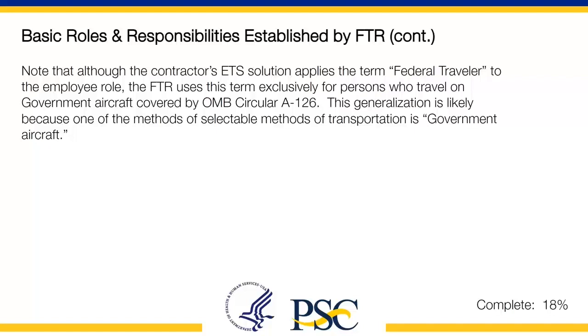Note that although the contractor's ETS solution applies the term federal traveler to the employee role, the FTR uses this term exclusively for persons who travel on government aircraft covered by OMB Circular A-126. This generalization is likely because one of the selectable methods of transportation is government aircraft.